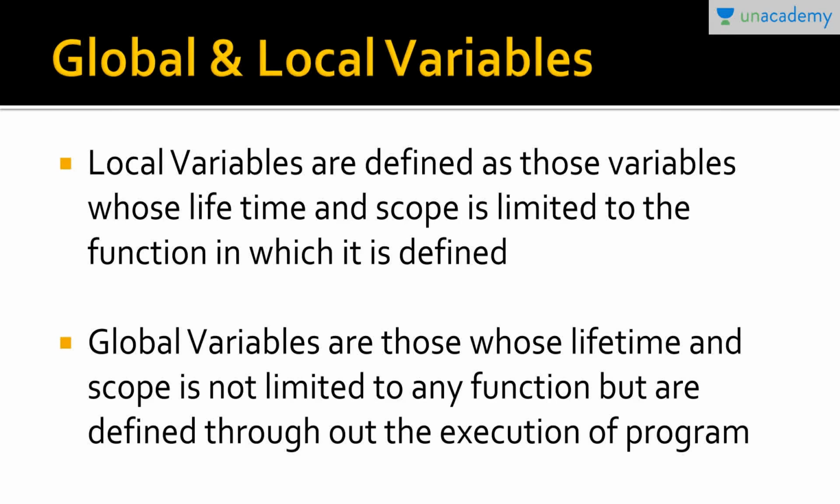Global and local variables. Local variables are defined as those variables whose lifetime and scope is limited to the function in which it is defined. So when a variable is limited to a single function, it is called a local variable, whereas any variable that is used in all the functions repeatedly, or uniformly throughout the program for different functions, is called a global variable. So that is discussed over here. The global variables are those whose lifetime and scope is not limited to any function but are defined throughout the execution of the program.